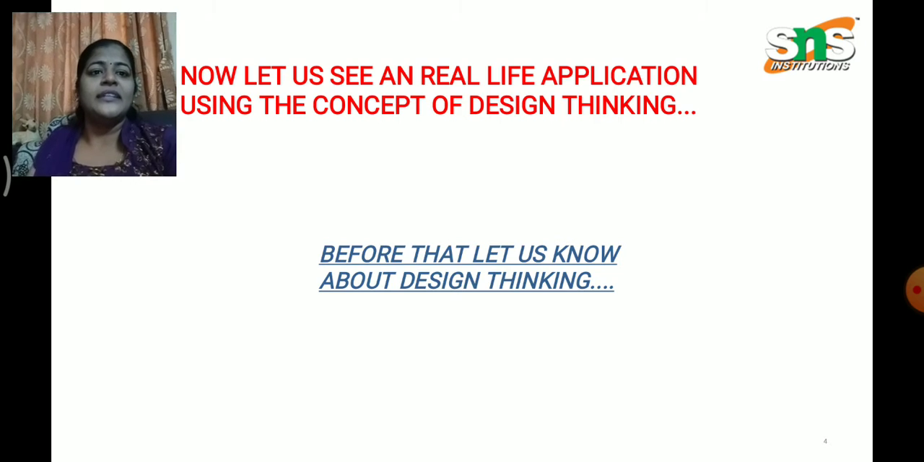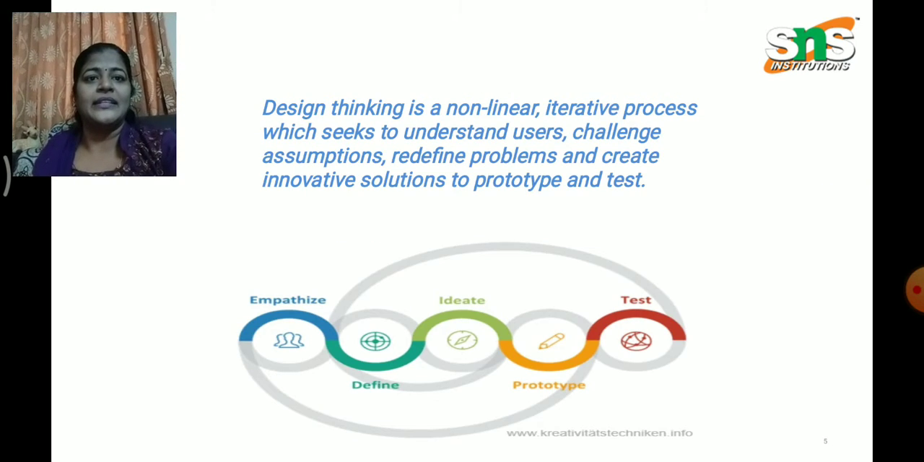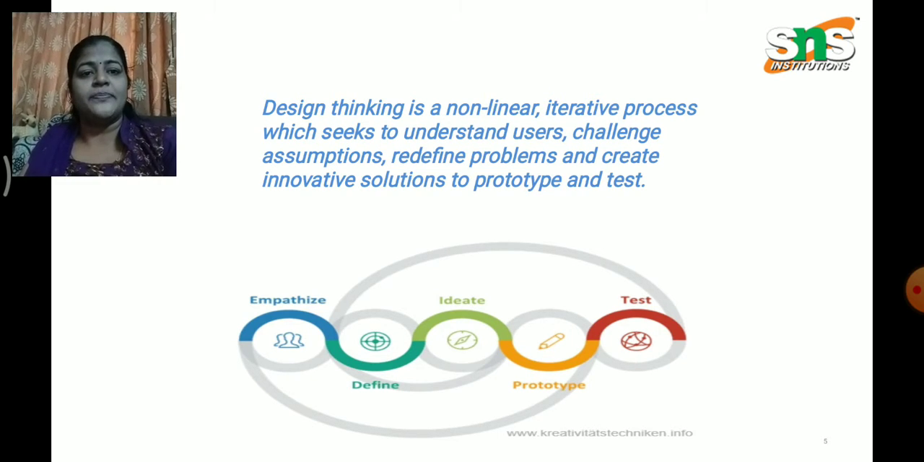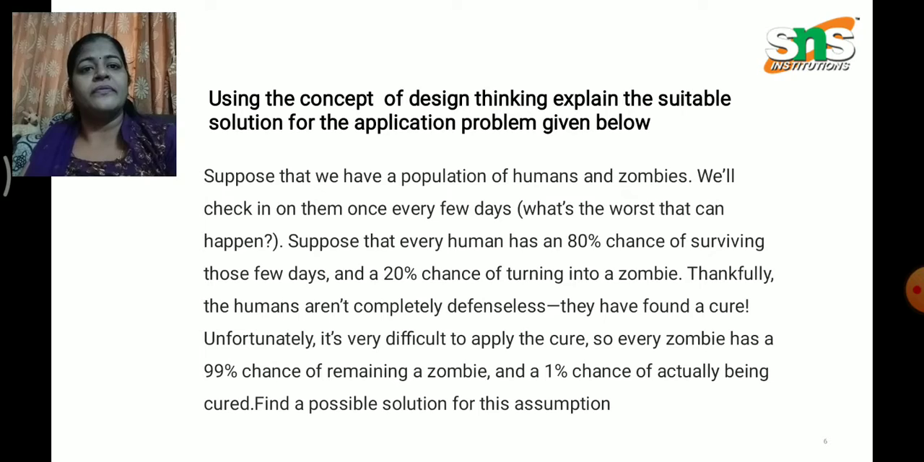Before that, let us know what design thinking is. Design thinking is a non-linear iterative process which seeks to understand users, challenge assumptions, redefine problems, and create innovative solutions to prototype and test. Here I describe the five stages of design thinking. Step 1 empathize, step 2 define, step 3 ideate, step 4 prototype, and finally test. Using the concept of design thinking, explain the suitable solution for the application problem as given below.